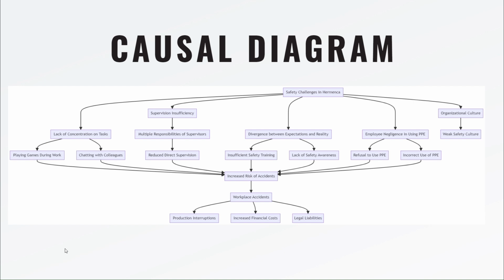Lack of concentration on tasks. Playing games during work: some employees get distracted by playing games during working hours. Chatting with colleagues: other employees spend a lot of time chatting instead of focusing on their tasks. This distraction leads to a lack of concentration on tasks, which increases the likelihood of accidents. Weak organizational culture. Safety culture: the lack of a strong organizational culture regarding safety contributes to the poor following of safety protocols.